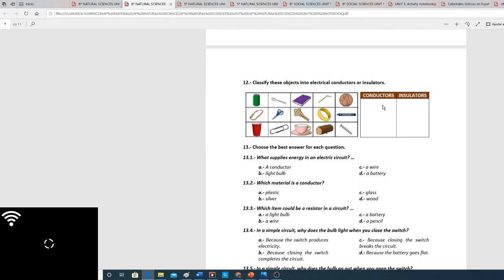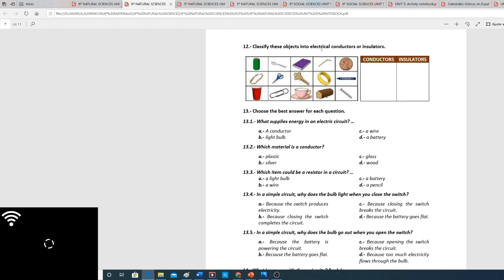Very good. And here you have some objects, and you have to classify them between electrical conductors or insulators. As a rule, when you see objects that are made of metal, they are conductors. If you see objects made of wood or rubber or plastic, they are insulators. This is plastic, this is wood, and this cap is another insulator. This paper book is made of paper, another insulator. This is a can made of metal, a conductor. This is a nail, another conductor. This is a marker made of plastic, another insulator.